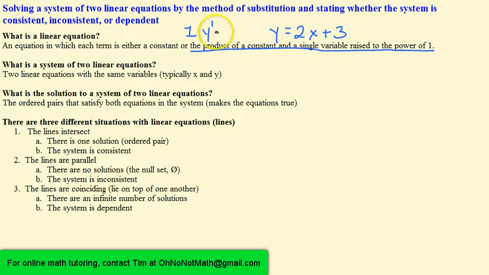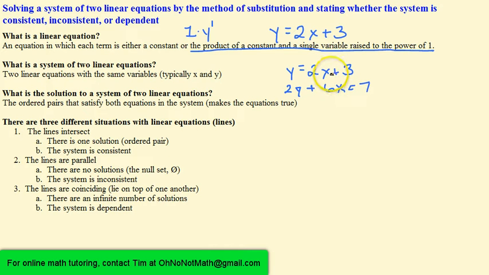So what is a system of two linear equations? Well, it's just two linear equations with the same variables. So again, let's say we have y equals 2x plus 3, and then we have a second equation. Let's say we have 2y plus 6x equals 7. Okay, they're both linear equations. They both have the same variables, x and y, so that's a system of two linear equations.